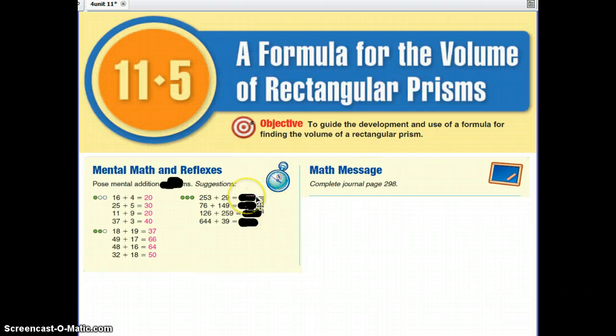353 plus 29, 382. 149 plus 76, 225. 126 plus 259, 385. And 644 plus 39, 683.